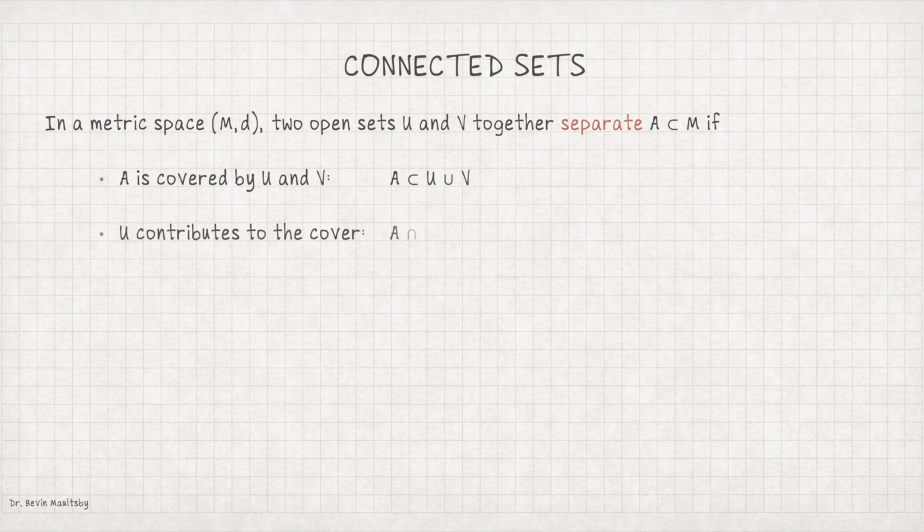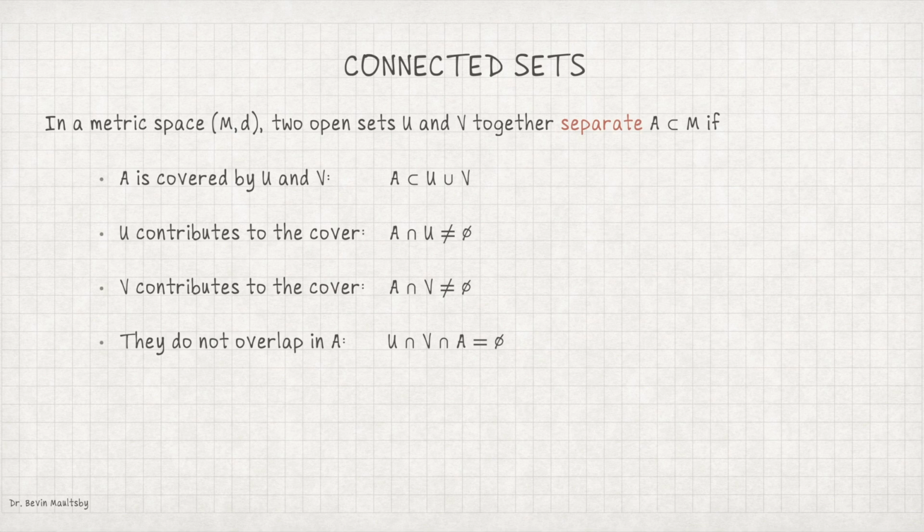Conditions 2 and 3 go together, and those are that while U and V together are covering A, both are contributing. So it's not the case that U entirely covers A and V is disjoint from A. Instead, both contribute. Symbolically, we can represent that by saying that the intersection of A with either set is non-empty. And then the fourth one is important. This really gives the idea of separating A, and that is that U and V are disjoint over A. So no element in A is found in both U and V. Symbolically, we could say that the intersection of U and V in A, or in other words, U intersect V intersect A, is the empty set.